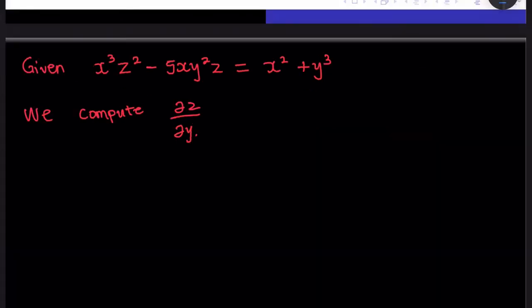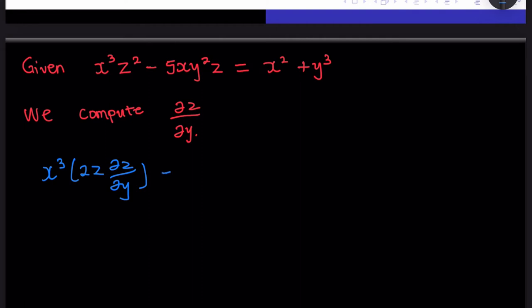Let's now compute del z del y. So in this case, our focus should be on the variables z and y. All other variables will be treated as constants. So thus, x will be treated as a constant in this case. So with the first term, we are going to have x cubed out. Now we differentiate z squared with respect to y. That's going to give us 2z del z del y. That's using the implicit differentiation.